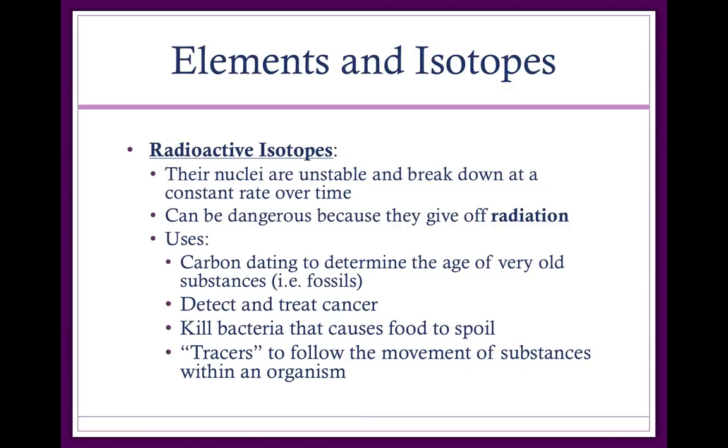We can use carbon dating, which uses a radioactive isotope, to detect the age of very old substances, such as fossils. Radioactive isotopes can also be used to detect and treat cancer, kill bacteria that cause food to spoil, and serve as tracers to follow the movement of substances within an organism. If you ever have indigestion problems where they can't figure out what's going wrong, they might give you this stuff to drink. It's kind of a chalky stuff. You drink it, and it's a radioactive isotope that breaks down in your body. It breaks down very quickly, but they can trace it throughout your body to see where you're having the issues.